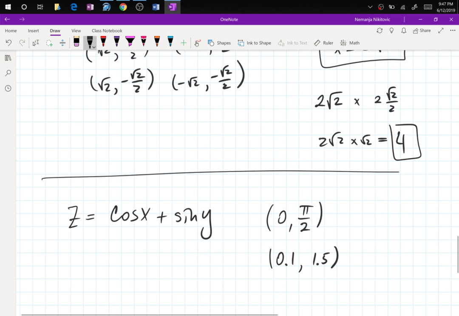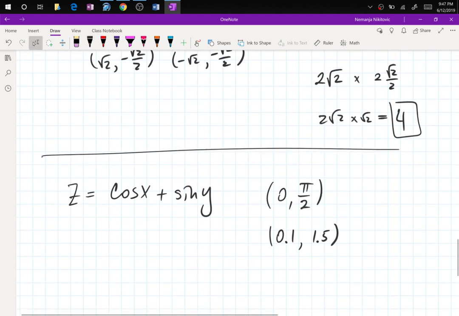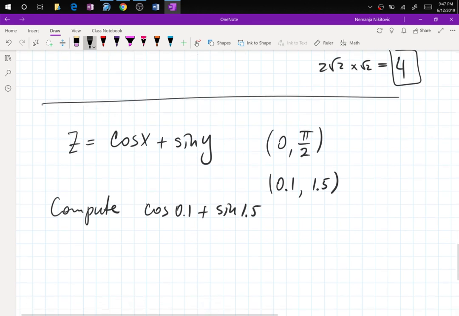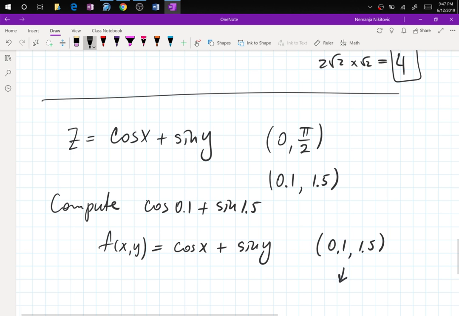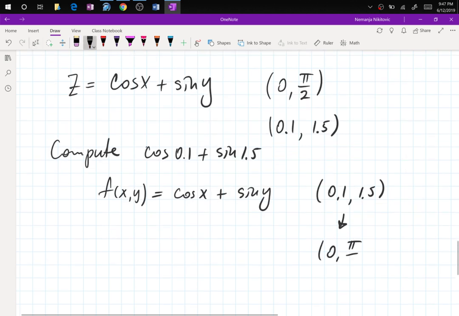There was a lab question that was basically that. But the trick is that they say compute cosine of 0.1 plus sine of 1.5. So in this case, you will come up with your function f(x,y) to be cosine x plus sine y. The point of interest would be 0.1, 1.5, but you would be using the point 0 and pi over 2 because that's the nice point that you can compute without a calculator.